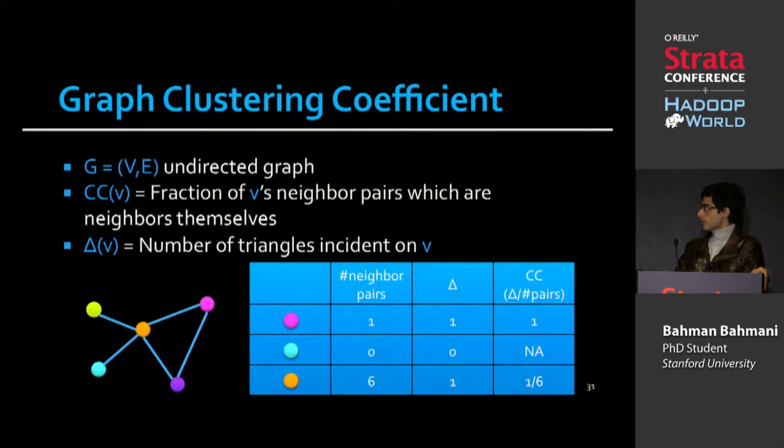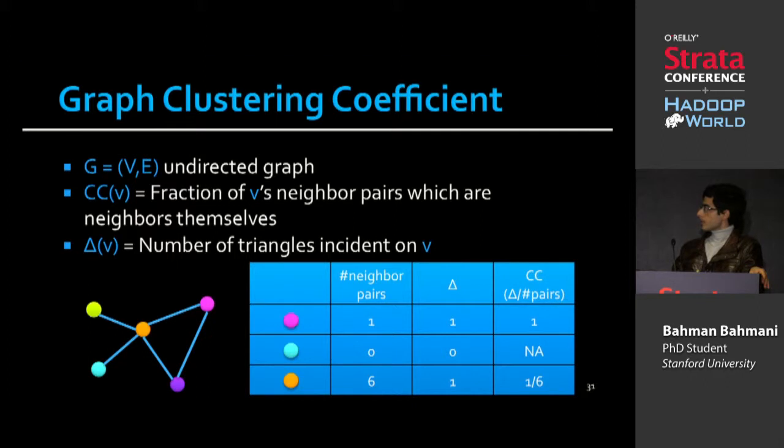Well, it's just one because it has just one pair, right? And what is the number of triangles incident on it? Well, this is just this one triangle. And what is the clustering coefficient? Well, it has one pair of neighbors and they are linked, so that's 1 over 1, so that's 1. For this cyan node, it has just one neighbor, so there are no pairs of neighbors, so the number of pairs of neighbors is 0, and there is no triangle incident on it, so that's also 0, and the clustering coefficient doesn't even get defined.